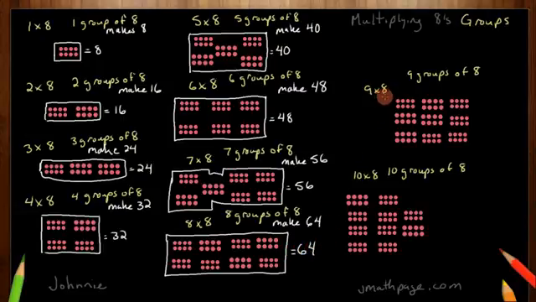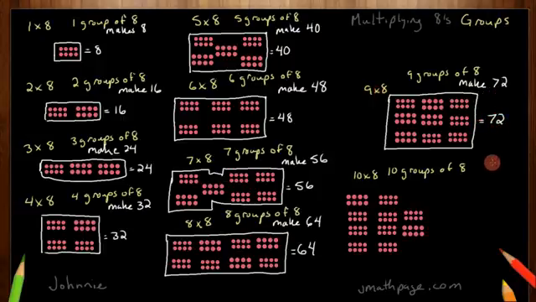What about 9 times 8? 9 groups of 8. 8, 16, 24, 32, 40, 48, 56, 64, 72. So that tells us that 9 times 8, or 9 groups of 8, altogether make 72. So 9 times 8 equals 72.